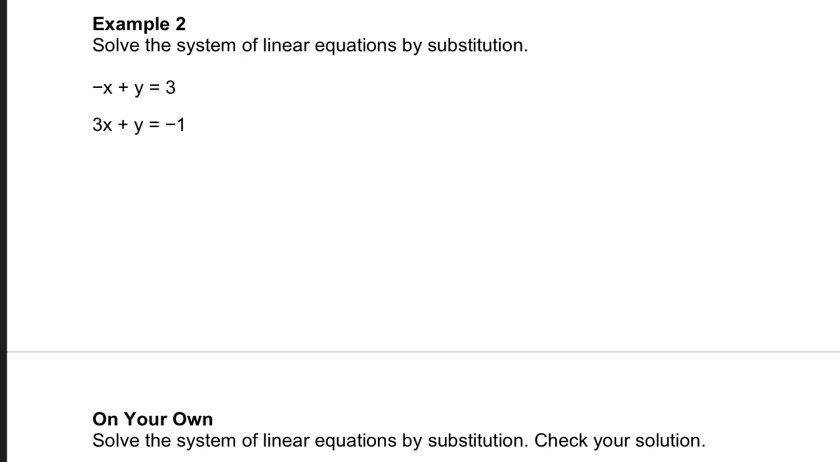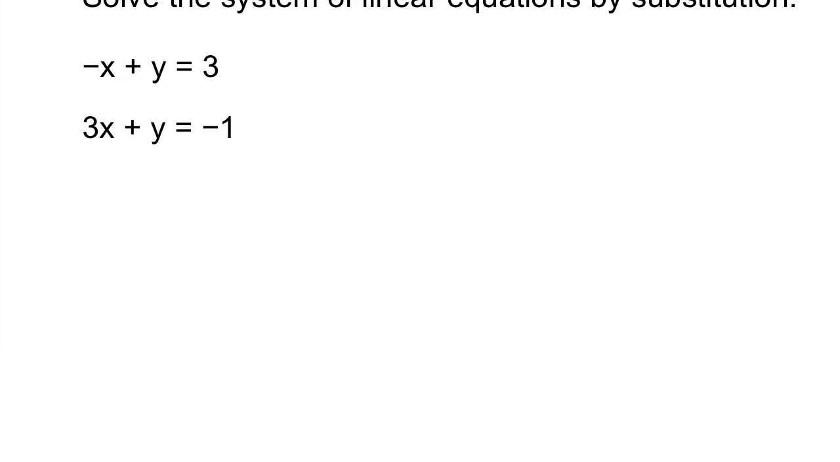Here we go. So I'm going to zoom in here and let's go ahead and write this as -x plus y equals 3. I'm going to add x to both sides. I'm going to get y equals 3 plus x. So I'm going to use that now. And I'm going to take this and plug this 3 plus x in for this y right here.